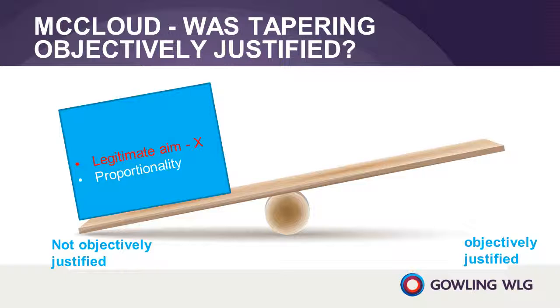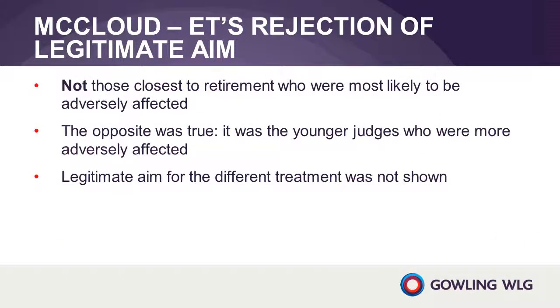insufficient thought had been put by the government into considering why the tapering provisions had been put in place in the first place. And it's clear from the evidence given that the decision had been made by the government to protect judges very early on, particularly those who were closest to retirement, but there wasn't a great deal of evidence about why the government had considered this necessary.